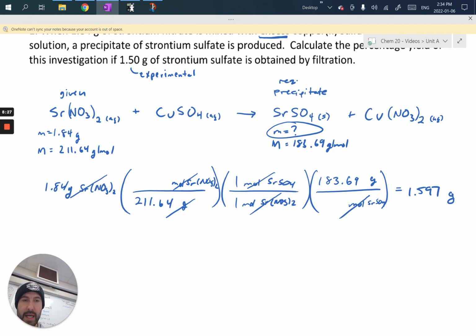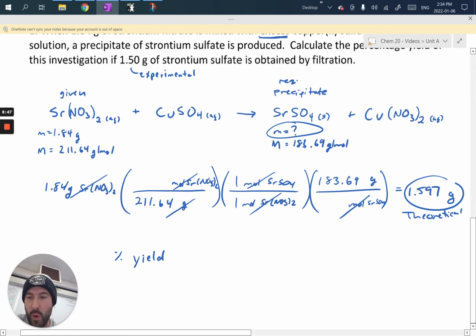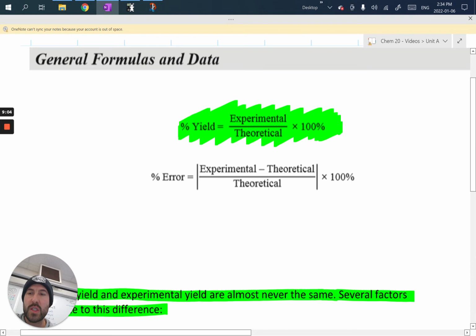So to find my percent yield, I'm going to compare. This value right here, this is my theoretical. So theoretically, if everything was 100% pure, if I was like Walter White, mixing these chemicals, I would get 100% purity, 100% yield. But usually that doesn't happen. So that's my theoretical value. So my percent yield, if I go back up to my formula here, I'm going to be comparing my experimental value to my theoretical value.